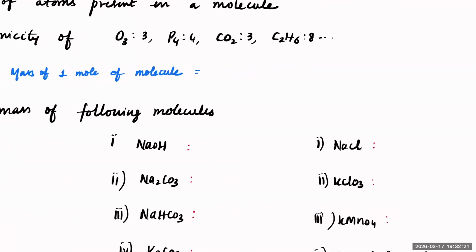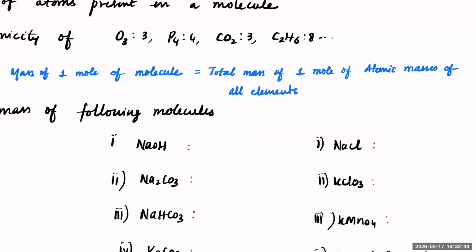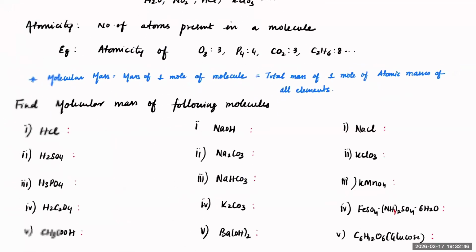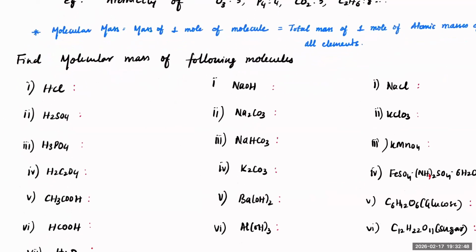Or you can write this as the total mass of 1 mole of atomic masses of all elements. Whatever the elements that are present in it, that total mass is called the molar mass.